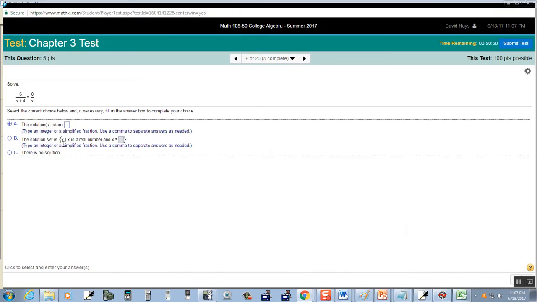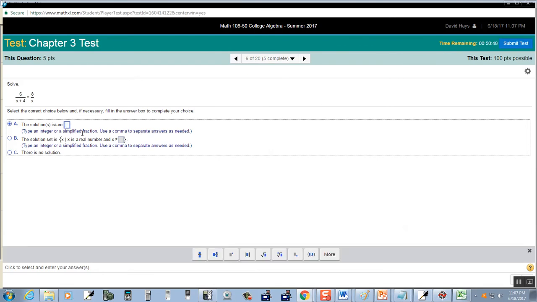How do they want us to write the answer? Just negative 16? Type an integer or simplified fraction. Use comma to separate answers. Select the correct choice below. Okay, solution set is this. Real number, no. Okay, that's it.